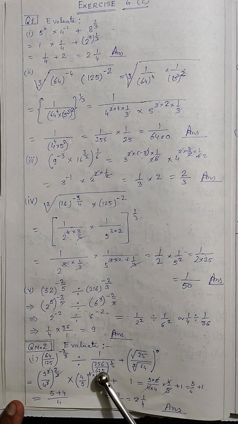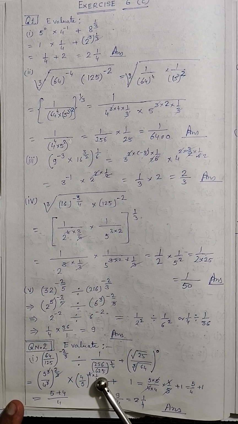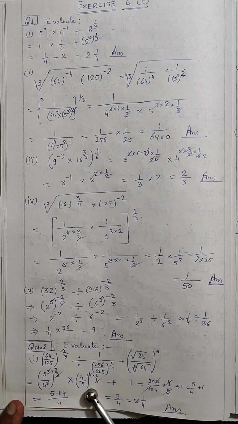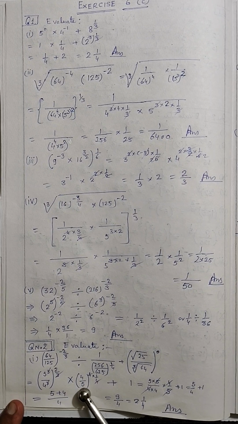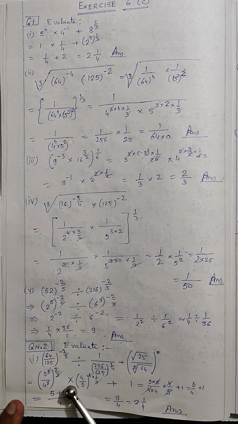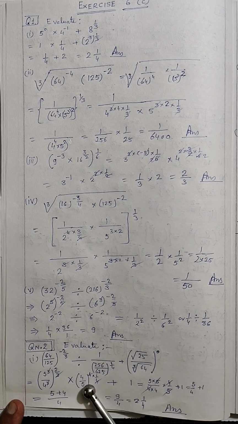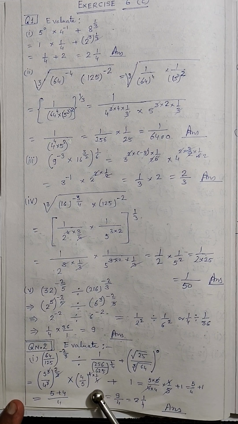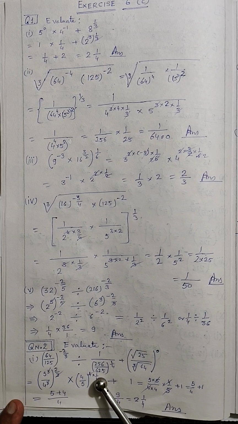Now 256 will be 4 raised to power 4, and 625 will be 5 raised to power 4. So this division sign will be changed into multiplication and it will be inverted, so ultimately the 4 will come as a numerator and 5 will be the denominator. So (4 by 5) raised to power 4 into 1 by 4. 4 and 4 will be cancelled here.